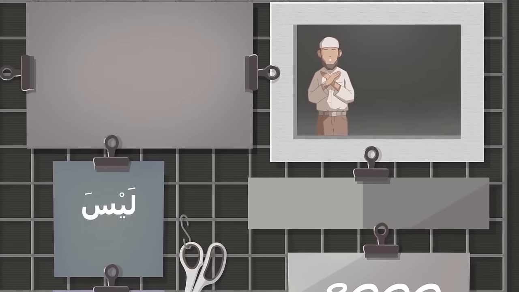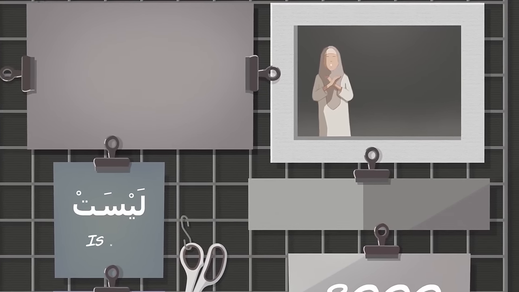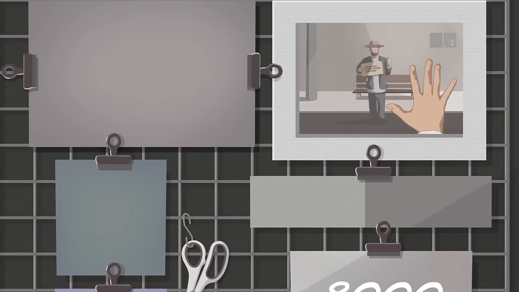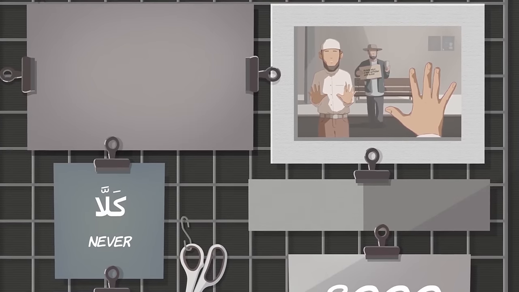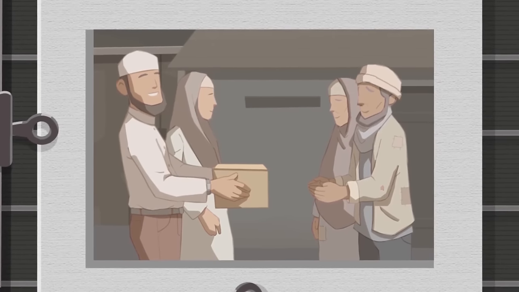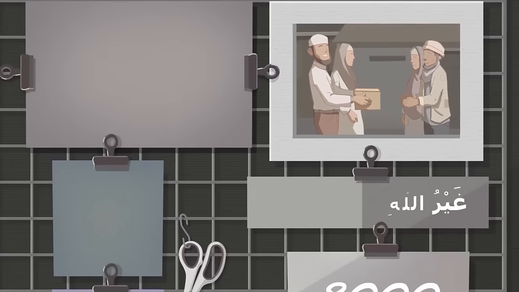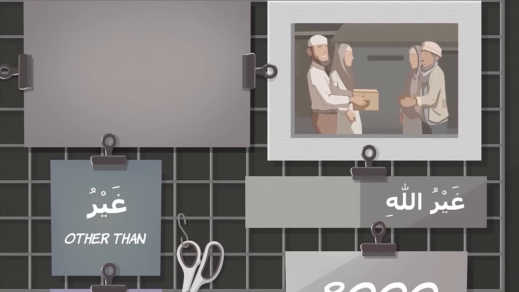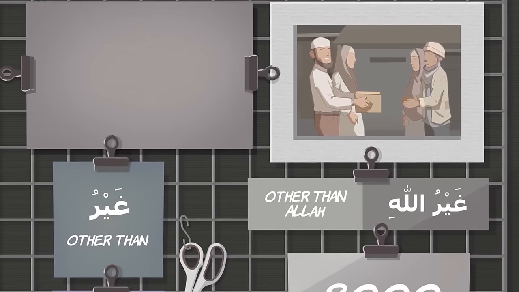He, laysa, is not harsh. His wife, laysat, is not harsh. Will they ever repel a beggar? Kalla, never. All they want is to please Allah and not anyone, ghayrullah. Ghayr, other than. Ghayrullah, other than Allah.